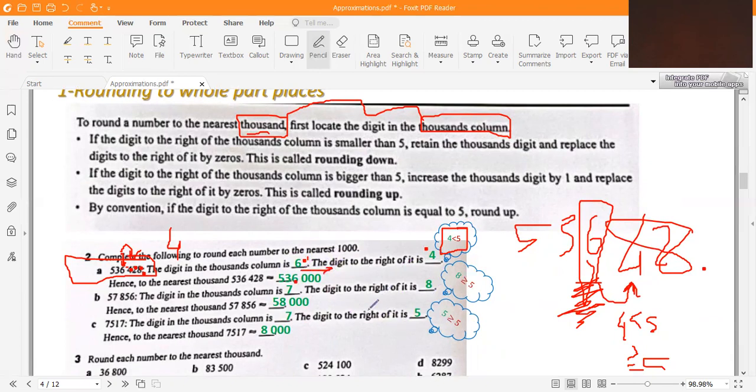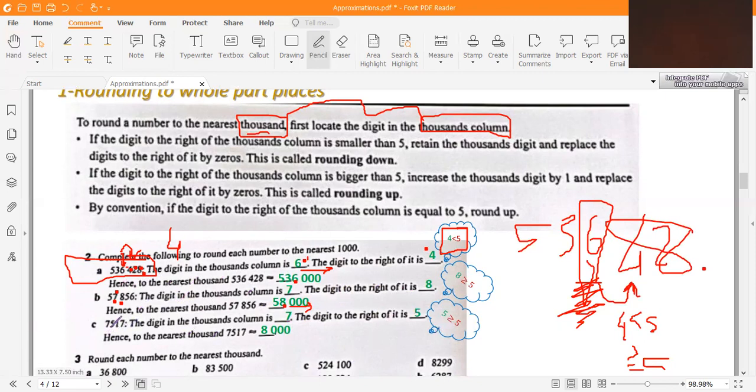As we see here, in the second example, we have 7 in the thousand column. On the right, we have 8. We compare 8 with 5. 8 is bigger than 5, so we add 1 to the thousand digit. We add 1 to 7, we obtain 8, and we replace all the digits on the right by zeros.